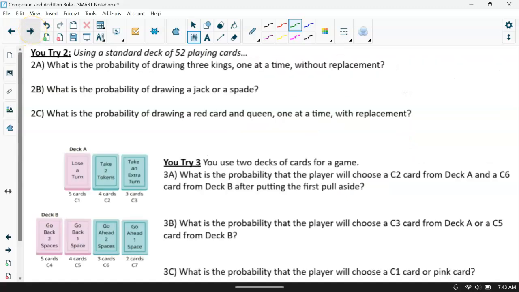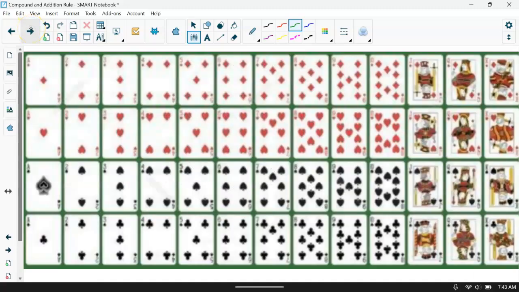So then here, pause the video and I'll go over these questions here as well. Try these questions, and again, if you need to, pause the video, go back to this visual here to help you solve the questions about the cards.